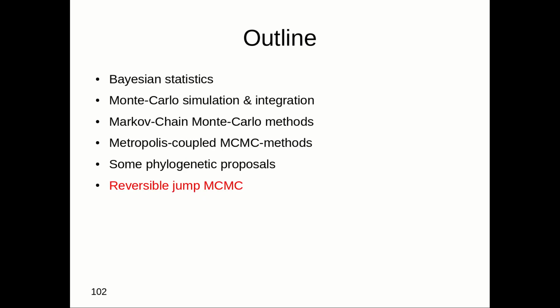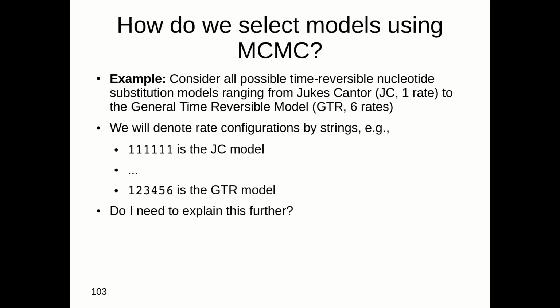Okay, now finally a little bit more complicated subject matter, our reversible jump Markov chain Monte Carlo procedures. So what do we do here? Now we know how to sample parameters, but what we do not know is, can we use MCMC to actually also sample models?